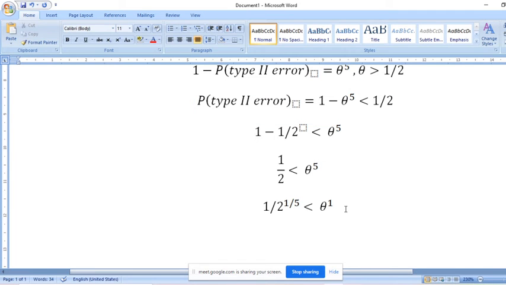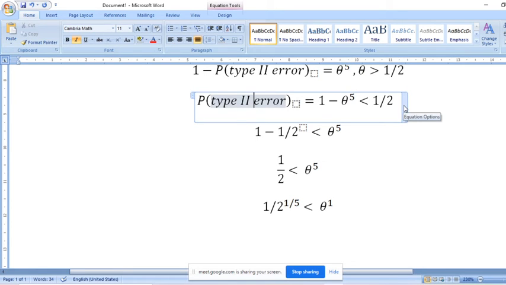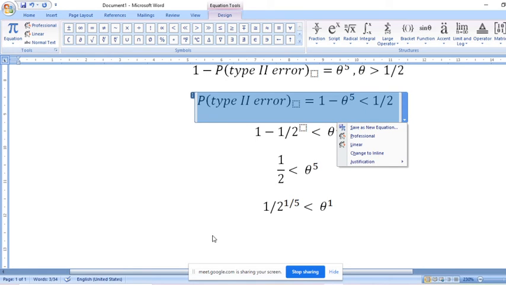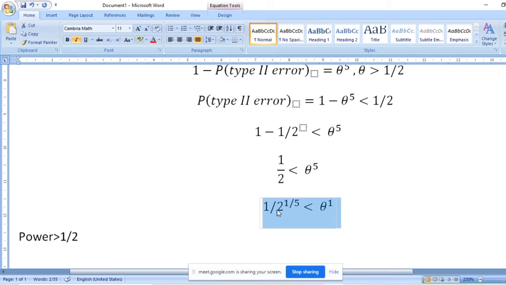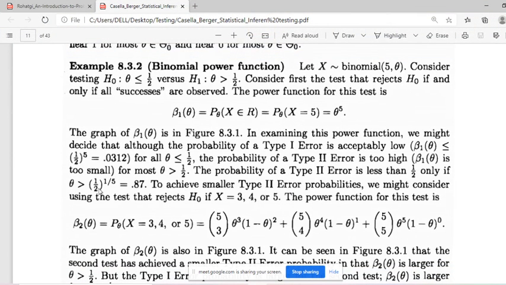So in this case, power is greater than 1 by 2. Equivalently, the probability of type 2 error is less than 1 by 2. So power becomes greater than 1 by 2 when theta is greater than 1 by 2 raised to 1 by 5. That value is given here, that is 0.87.